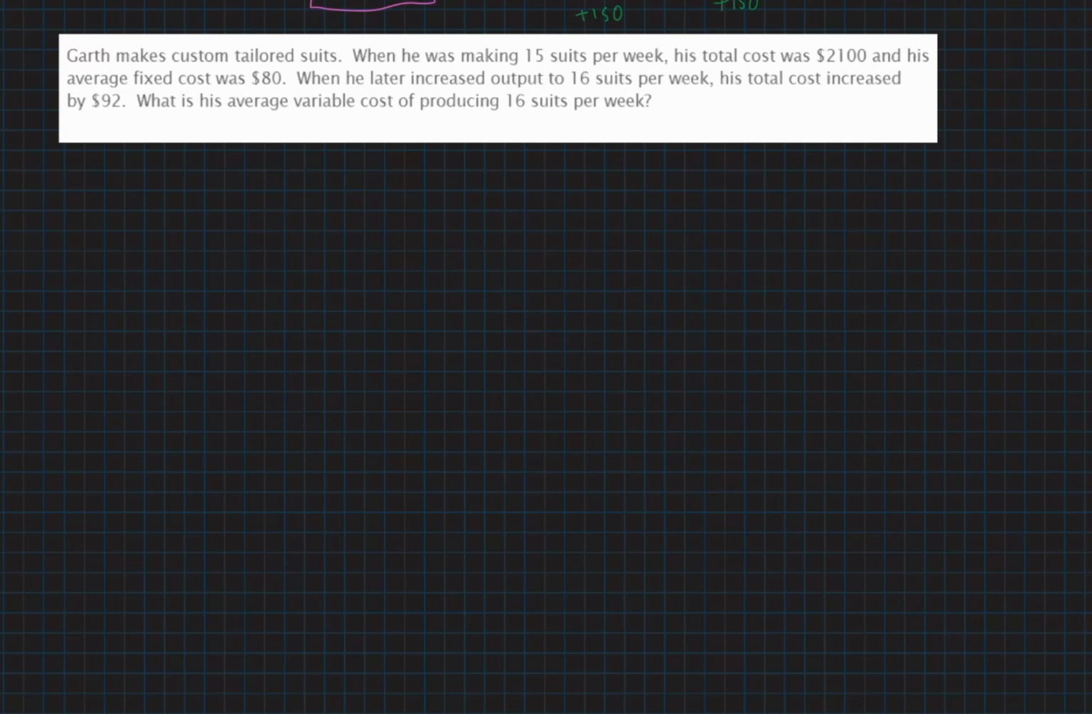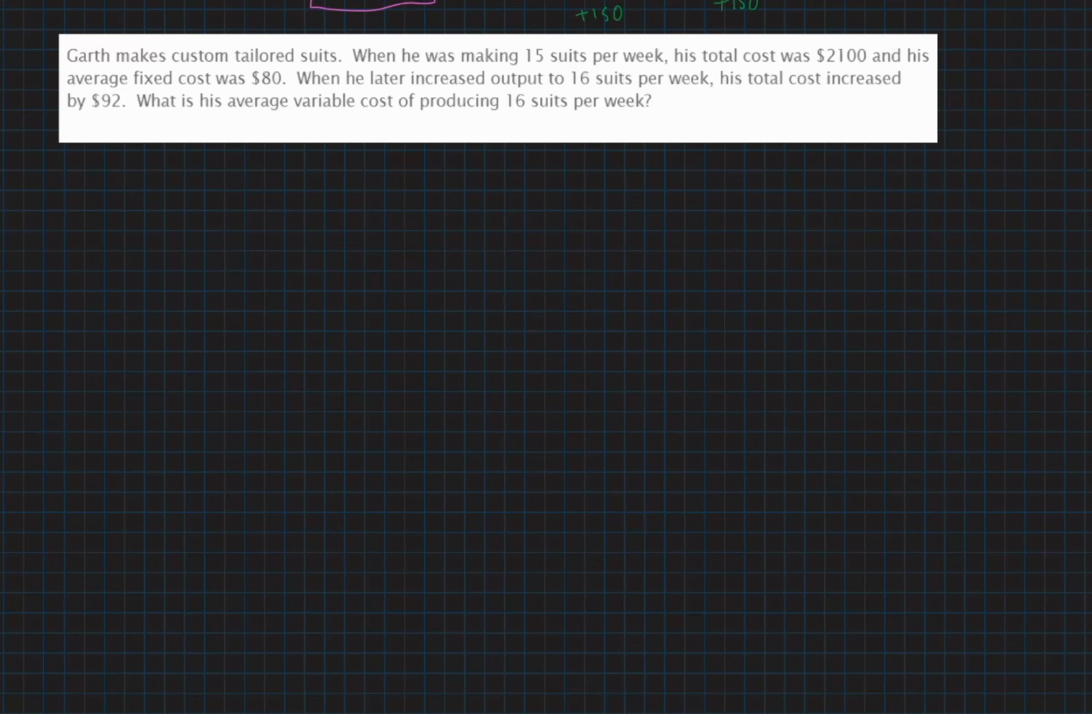So Garth makes custom tailored suits. When he was making 15 suits per week, his total cost was $2,100. His average fixed cost was $80. When he later increased output to 16 suits per week, his total cost increased by $92. What is his average variable cost of producing 16 suits per week?